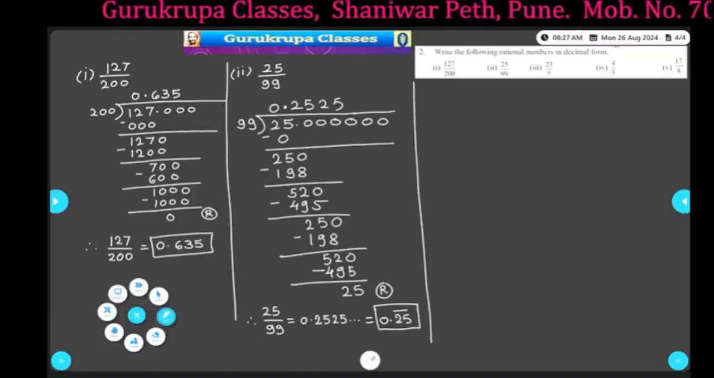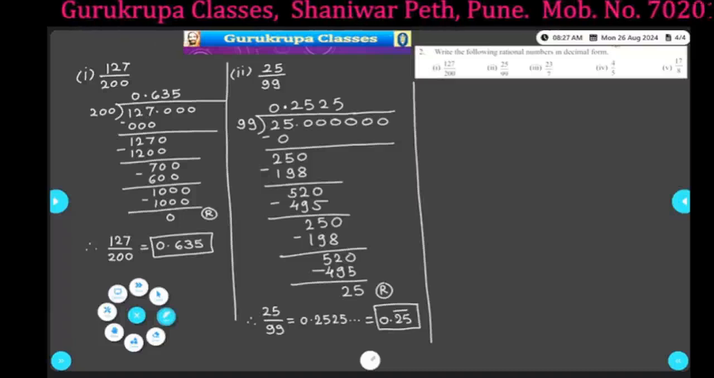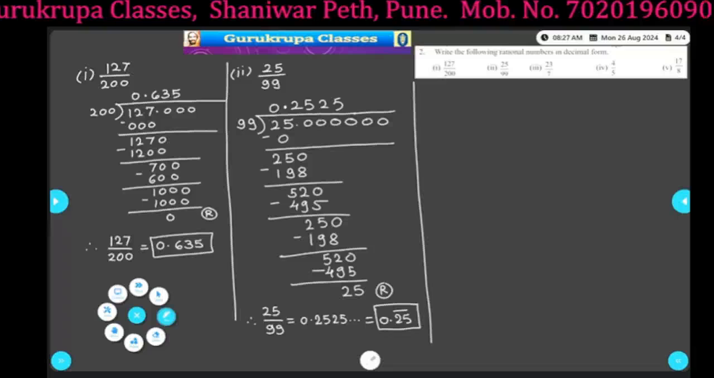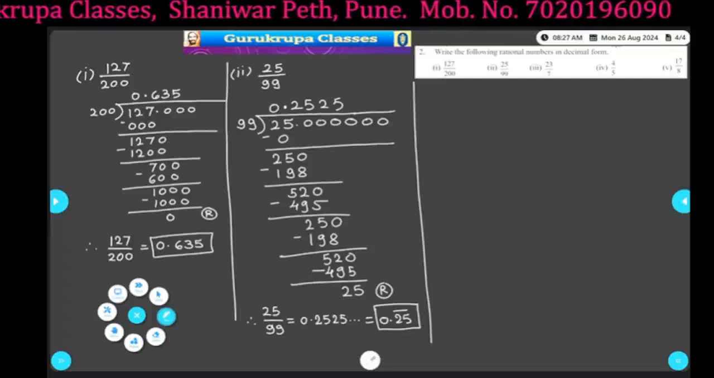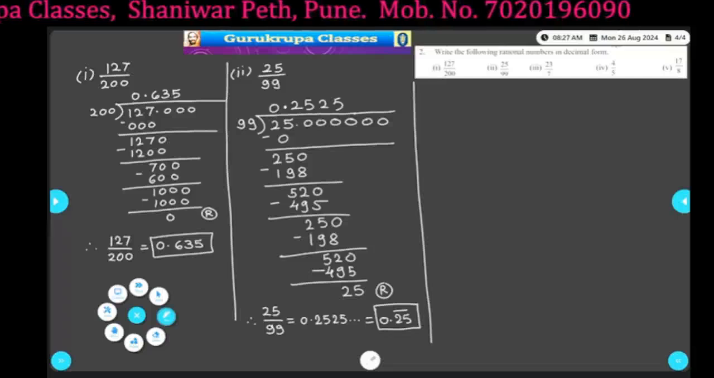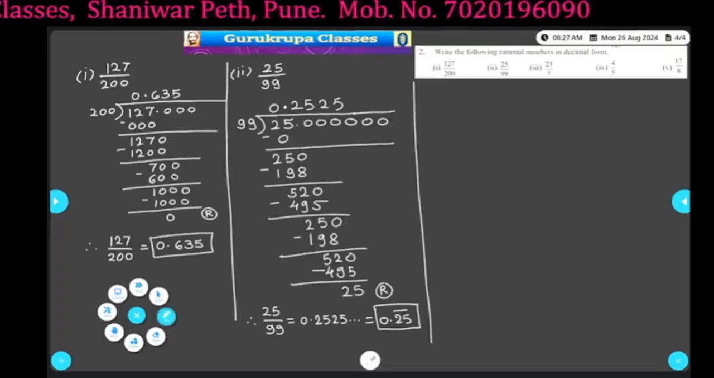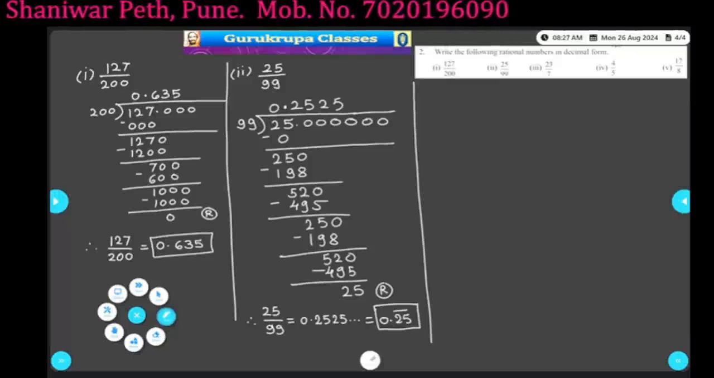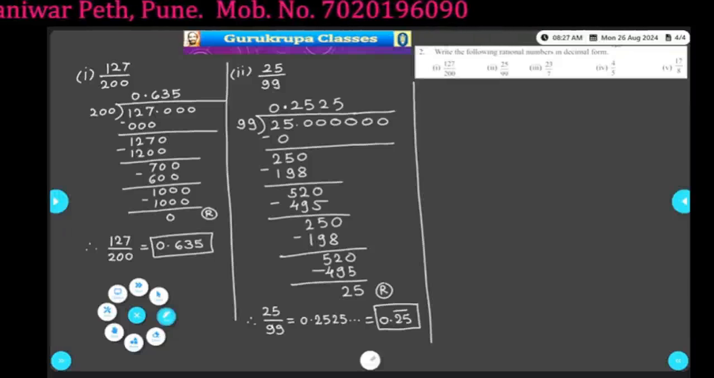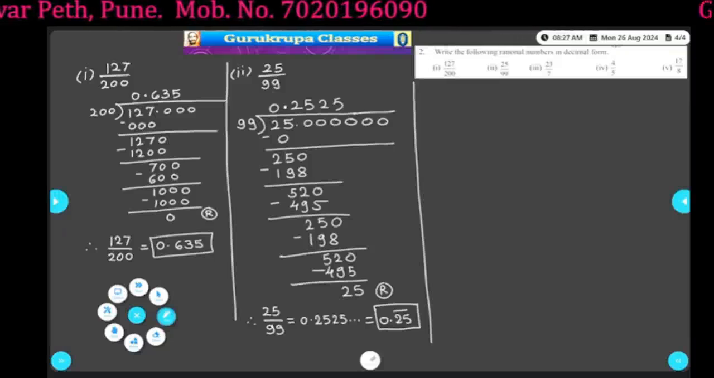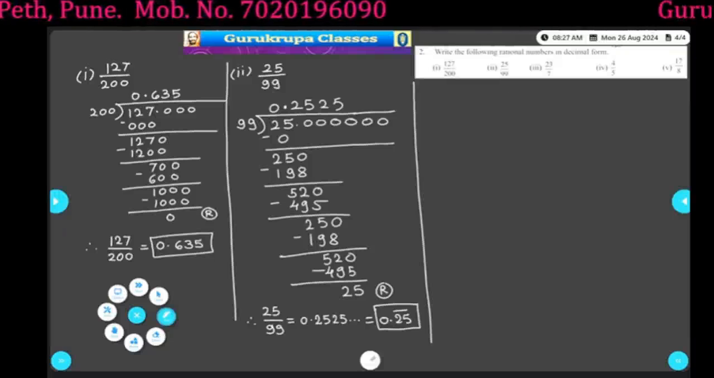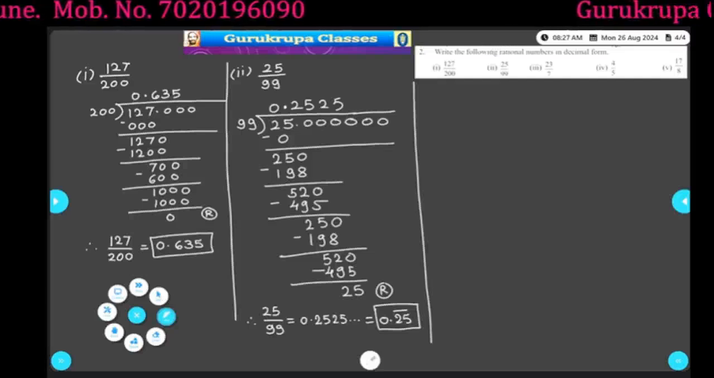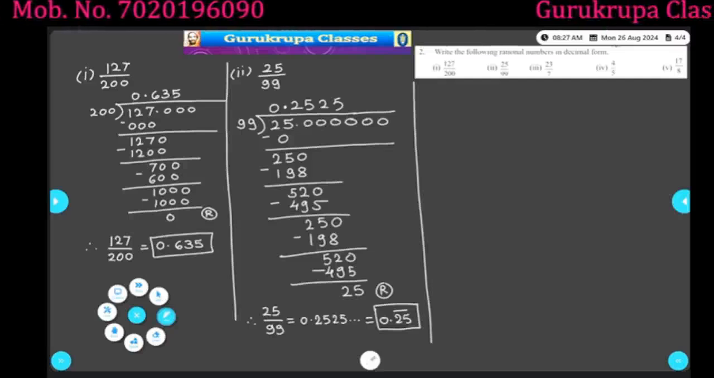So the next sum given to you is 25 upon 99. If you observe, the denominator is 99, and if you take the prime factorization of 99, we get factors other than 2 and 5. So therefore, by observation also we can say that the decimal form of this number is non-terminating and recurring. But we have to do the actual process over there. Actual division should be carried out, because the question says to express the rational number in decimal form.